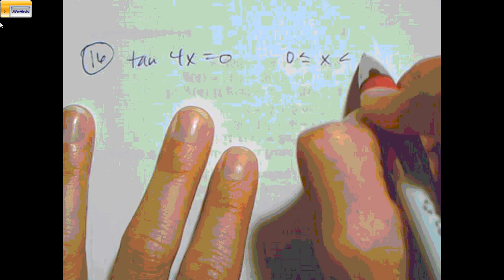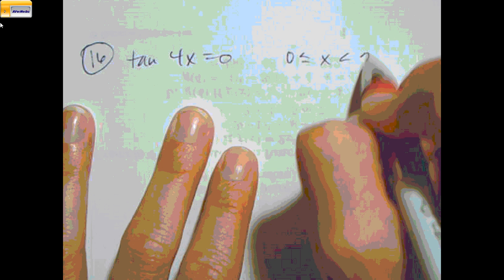Start with the textbook. What can I help you work in the textbook? Which one? 16? Okay, you're going to have to speak up and read it out loud. What's it say? Okay, and what intervals are we solving for? Okay. 0 to 2 pi, tangent 4x.